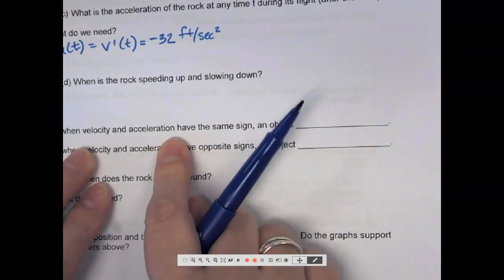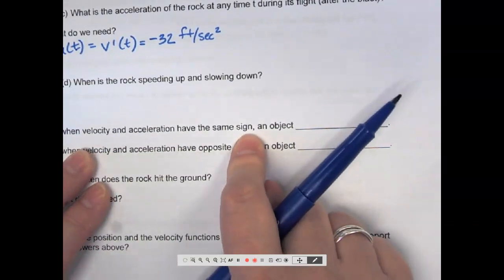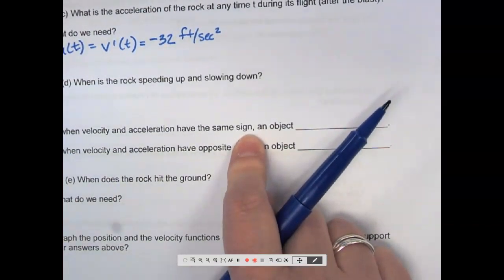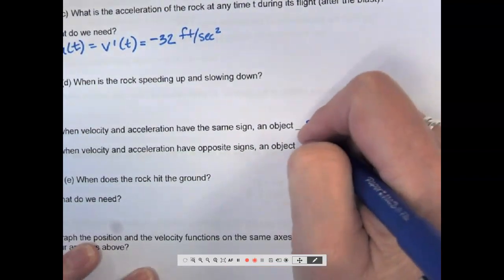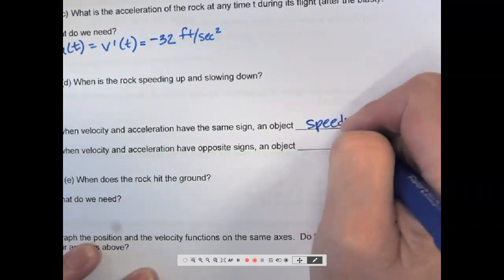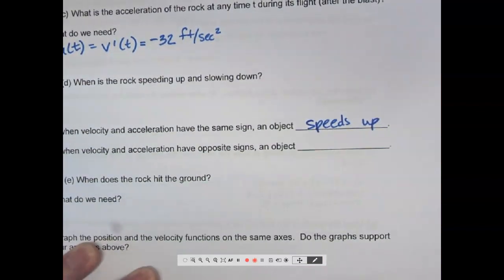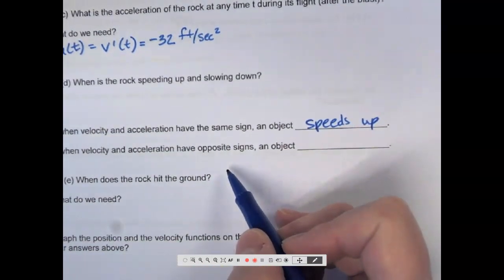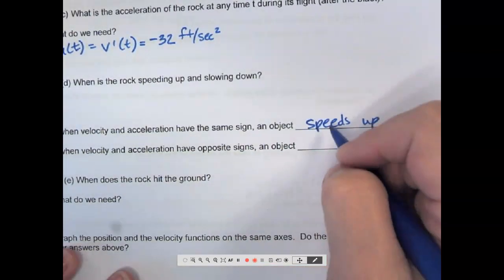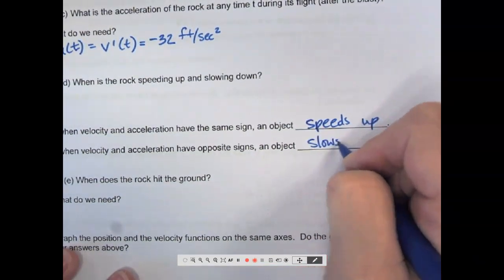Okay? So, let's make a little note down here. When velocity and acceleration have the same sign, either they're both positive or both negative, an object speeds up. When velocity and acceleration have opposite signs, one is positive, one is negative, an object slows down.